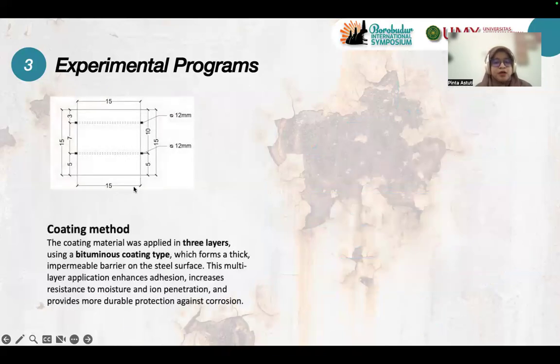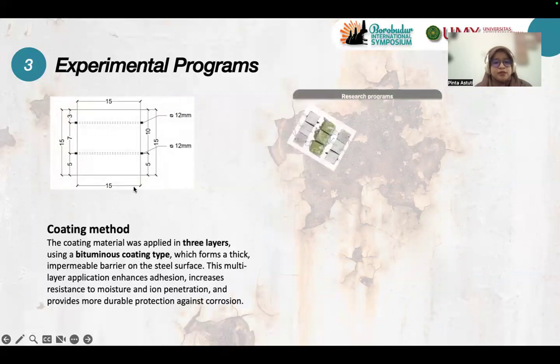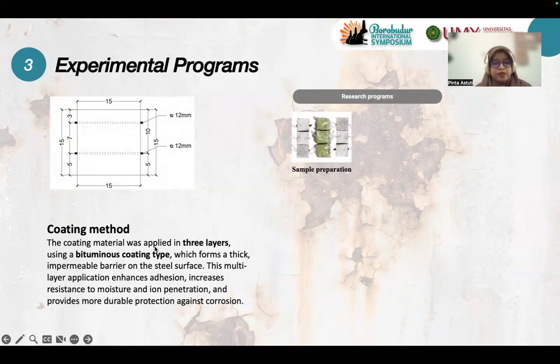This is our specimen design, and we applied three types of coating method by using bituminous coating. Basically, we apply three layers of the coating material onto the steel bar, onto the concrete surface, and another one without applying the coating method.